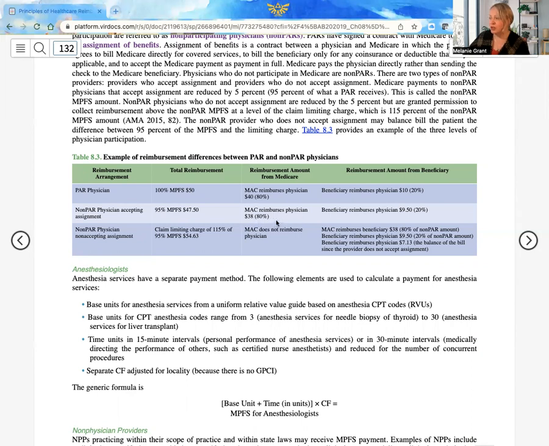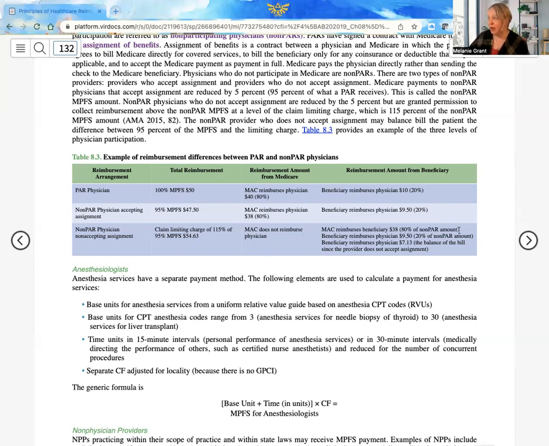Medicare will still reimburse you 80% of the amount that they've deemed appropriate for your office, and the patient will still reimburse you for the 20%. But if you're a non-participating physician, non-accepting assignment, you can have a claim limiting charge of 115%. That's that limiting charge we saw before. And they'll give you 95% of that. So your limiting charge is $54.63, but you will not get any of that reimbursed from Medicare.